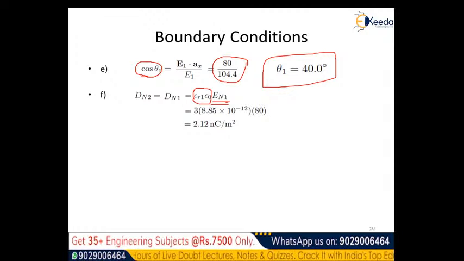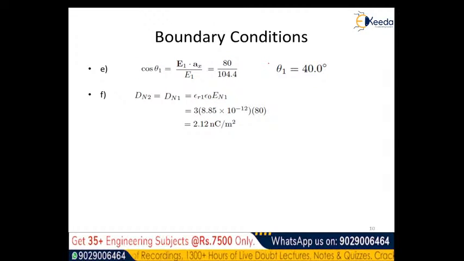So in region 2, the normal component of electric flux density is obtained to be 2.12 nanocoulomb per meter squared. Coulomb per meter squared is the SI unit to represent electric flux density. Nano is just the multiplier, 10 raised to the power minus 9. So 2.12 into 10 raised to the power minus 9 is the answer here. So this answer you can note down. I can outline this particular answer. This is the solution for part F. This is the solution for part E here.